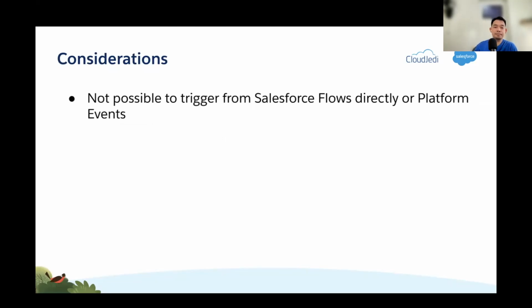You may be familiar with Salesforce flows already, right? But it's currently not yet possible to trigger from Salesforce flows directly or from platform events. So remember, we're only listening for system events, so it could be from Salesforce, right? The way you address this, in a way, is that you can, let's say, use a custom object, and create a new record using Salesforce flows from that. But of course, it's not going to be close to real time, right, in terms of process.